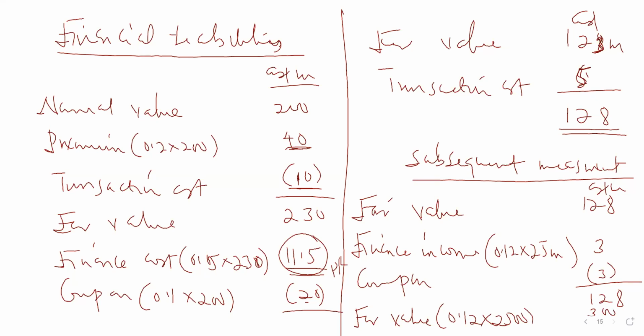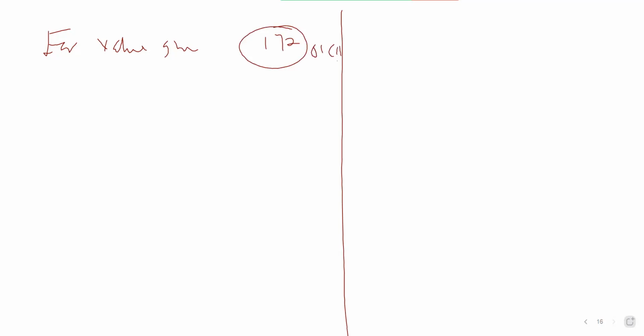So the fair value of the instrument now is 300. We have 128. The fair value now is 300. What is happening there? There is a fair value gain of 172. So this will be sent to other comprehensive income. And the dividend will be sent to profit or loss as a finance income. So in the statement of financial position, the financial assets will be shown as 300 million, which is the fair value. That's all.